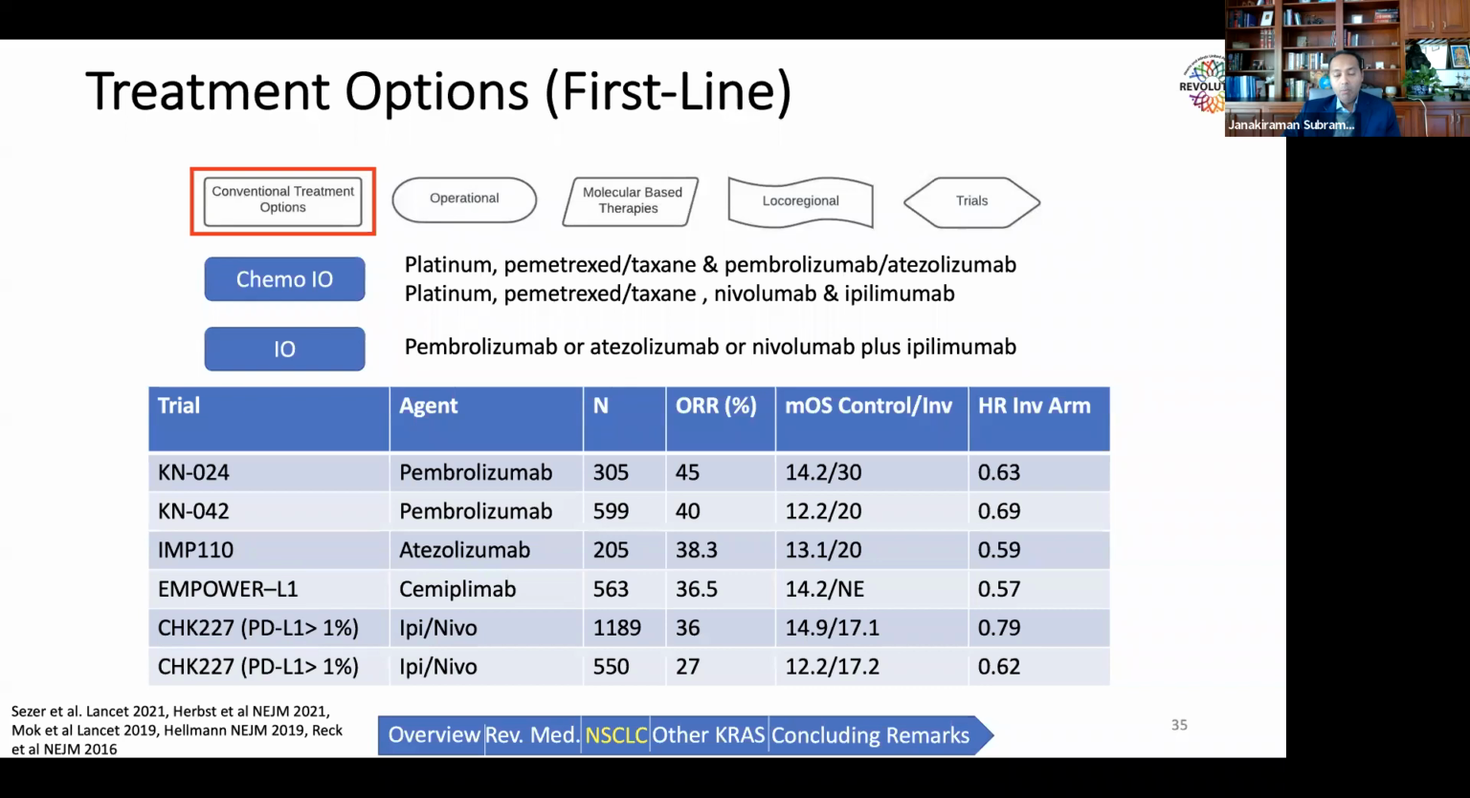But the bottom line again was you can see clearly that there is a benefit in both these populations, whether they're PD-L1 expression positive or negative. There was a significant improvement in the median overall survival, particularly if you look at the less than 1%, which is the bottom row. The difference between the median overall survivals in that population is even more significant, which is indicated by a lower hazard ratio of 0.62. So that's our frontline options.